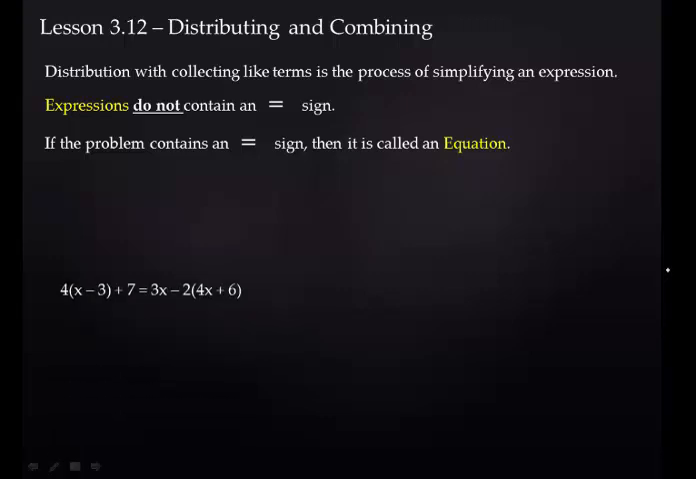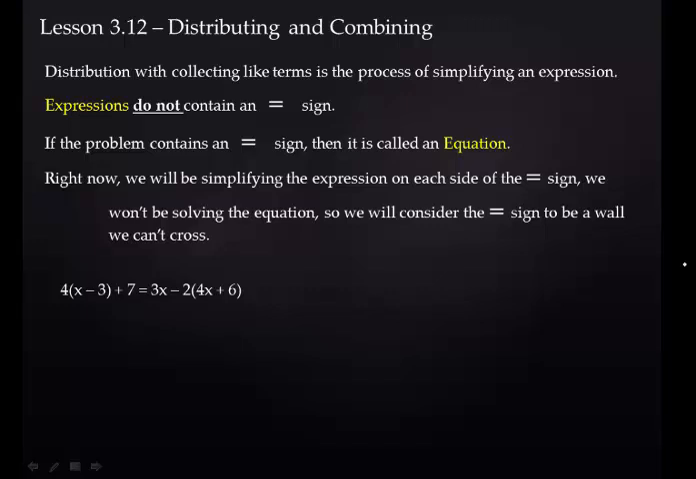For example, this is an equation because it has an equal in the middle. Right now we're going to simplify each side of the equal sign, but we're not actually going to solve the equation, so we consider the equal to be a wall that we cannot cross.